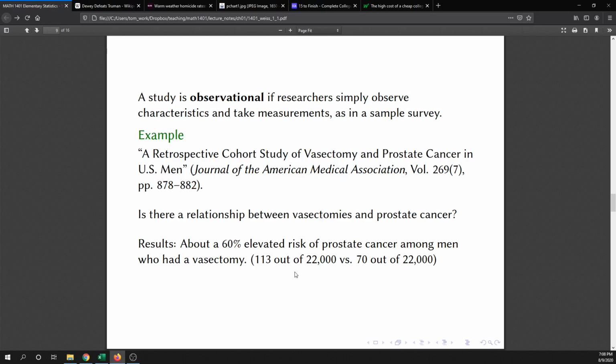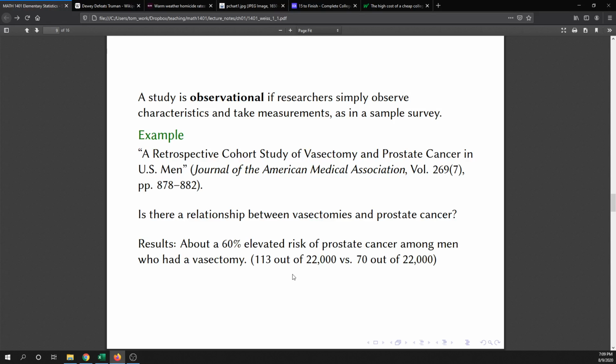And a little bit later we'll talk about correlation versus causation, right? And the issues out of that. Just because this number is higher doesn't mean that vasectomies cause prostate cancer. There could be many other factors involved, okay? You have to be very careful about that.